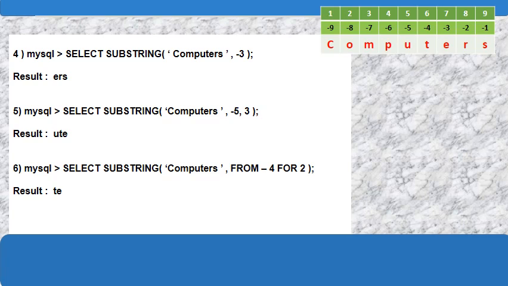And the next example is similar to the fifth example. Select substring computers from -4, 2. This query is for displaying 2 characters from the -4 position onwards. So TE will be the output.